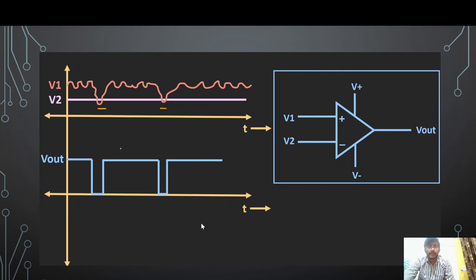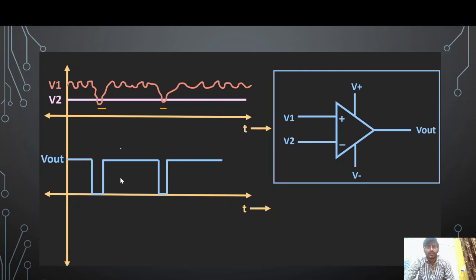Let's say we have one comparator where we have applied two input voltages, V1 and V2. Let us assume that V1 is the input signal and V2 is the reference signal, and assume these are ideal signals. In the case where V1 is greater than V2, V output is a constant high voltage. But if the input V1 signal is noisy, it is possible that it can affect our output voltage.